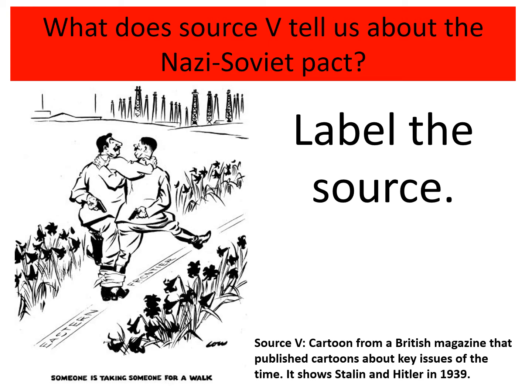So let's look at source V, which is a cartoon from a British magazine, Punch magazine, and they publish cartoons about key issues of the time. It shows Stalin, who's the leader of the USSR, and Hitler in 1939. Remember, the USSR is communist Russia.